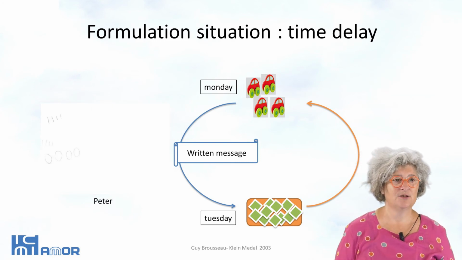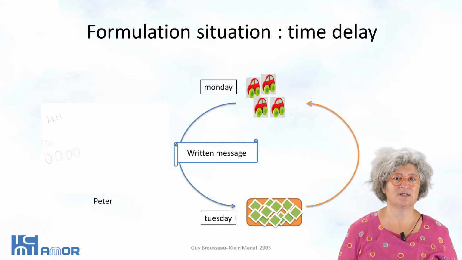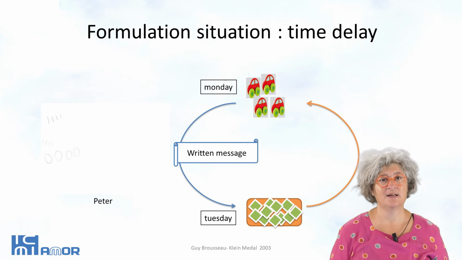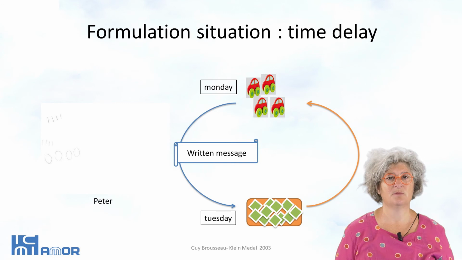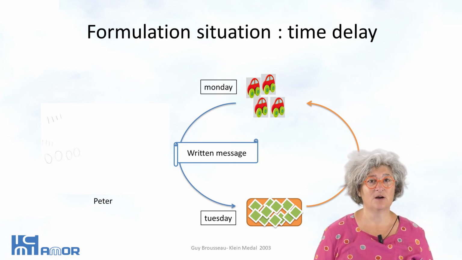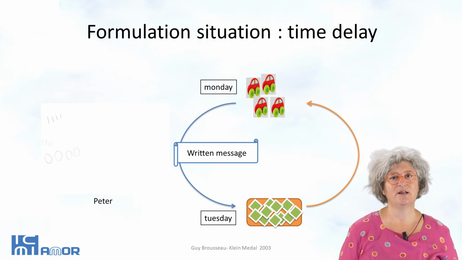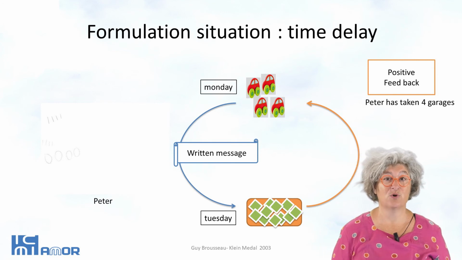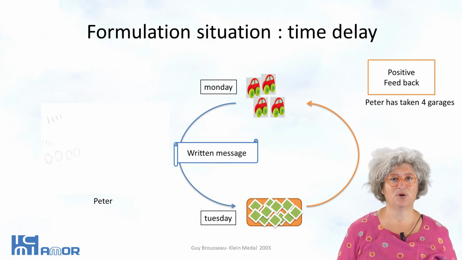On the slide, you can see now Peter's written message. The observer has told us that Peter has counted the cars and has drawn 4 lines while saying aloud, "There are 4 cars. I made 4 lines to remember them." The observer has asked Peter if he was finished, and his answer has been, "No, I still have to make 4 more lines to be sure." He has also added 4 rounds. On Tuesday, while picking up the garages, Peter has taken 4 garages. The feedback has been positive.